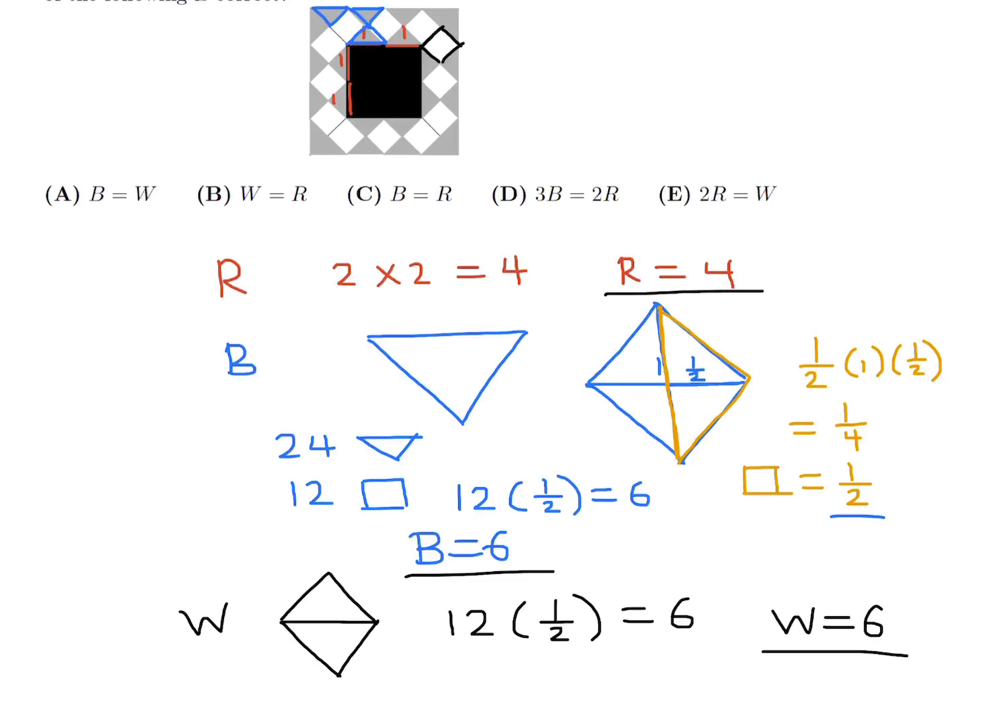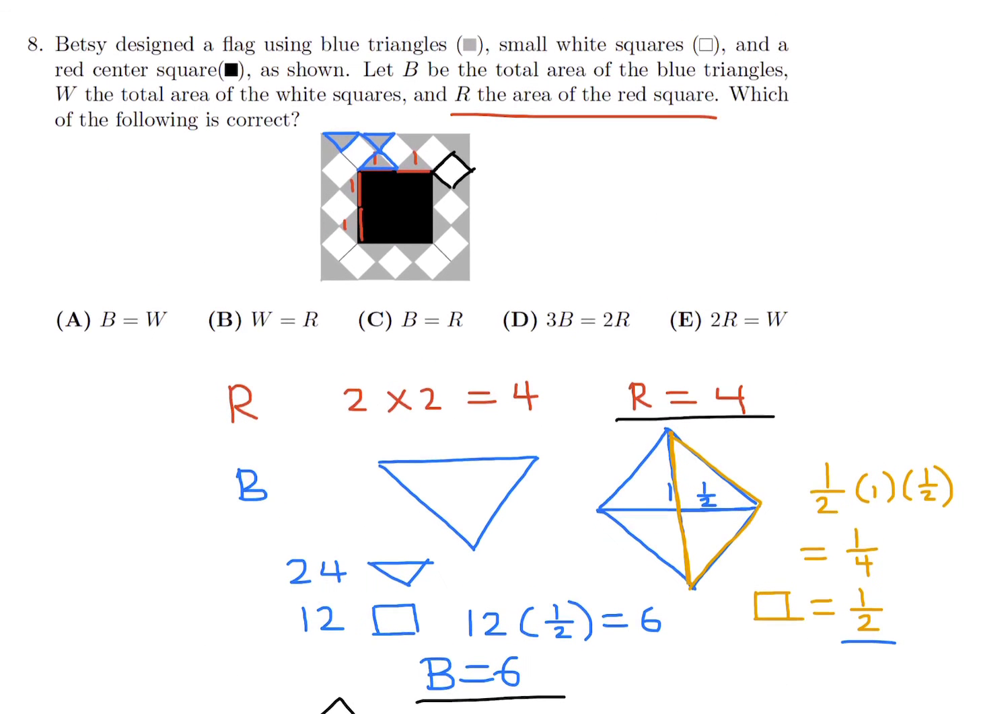Now let's look at the answer choices. A says B is equal to W. Well, B is 6, W is 6, and that is correct. So the answer for number 8 is A.